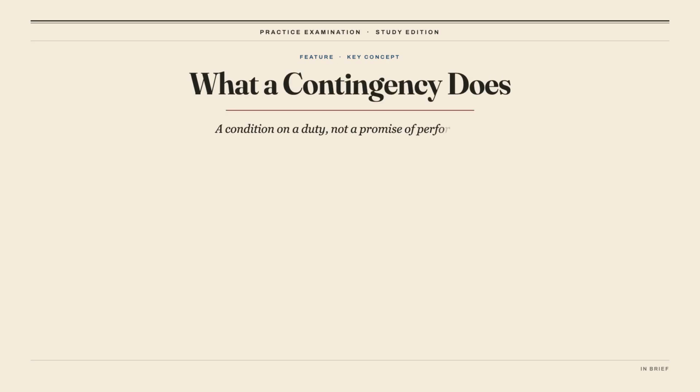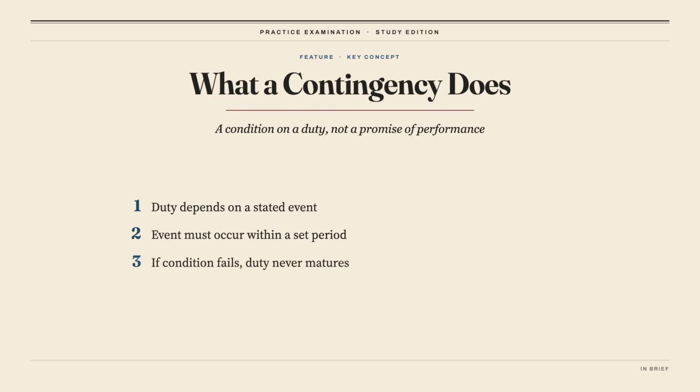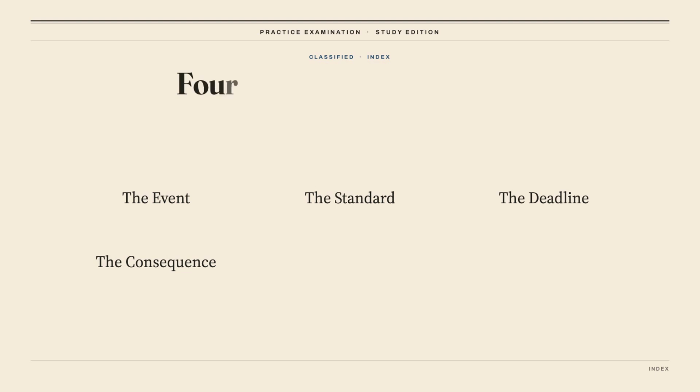A contingency makes a party's obligation depend on a stated event happening within a set time. It's a condition attached to a duty, not a promise that the event will occur. When the condition fails, the duty simply never matures and nobody has breached anything.